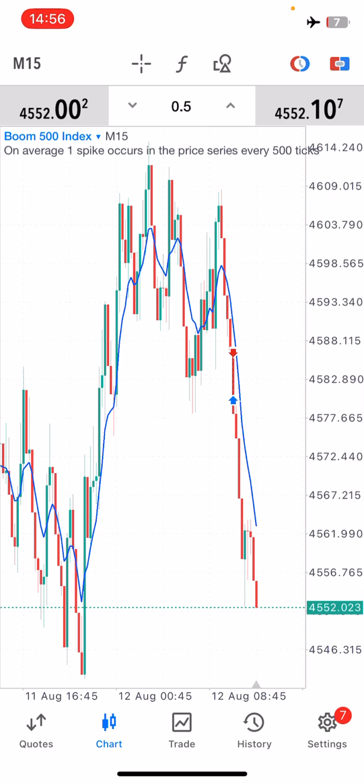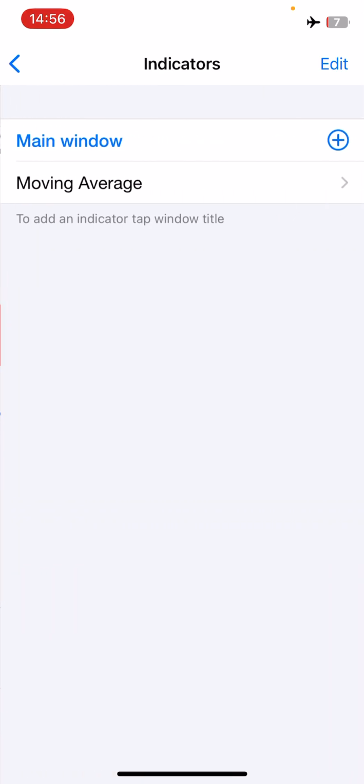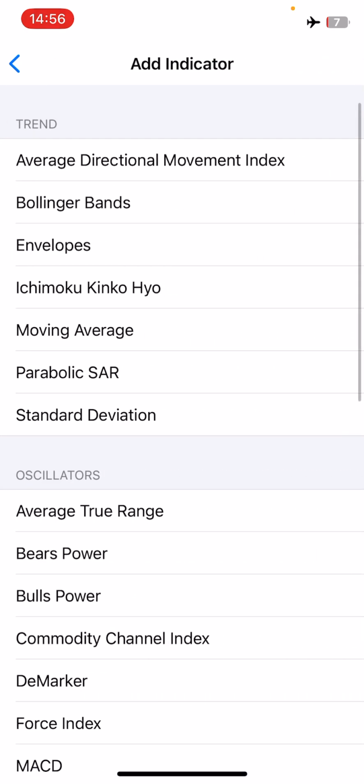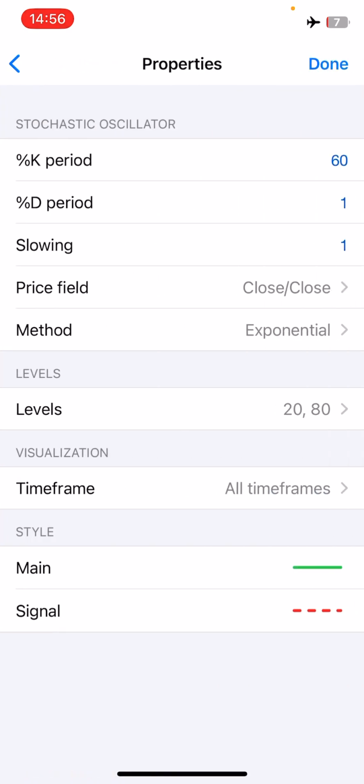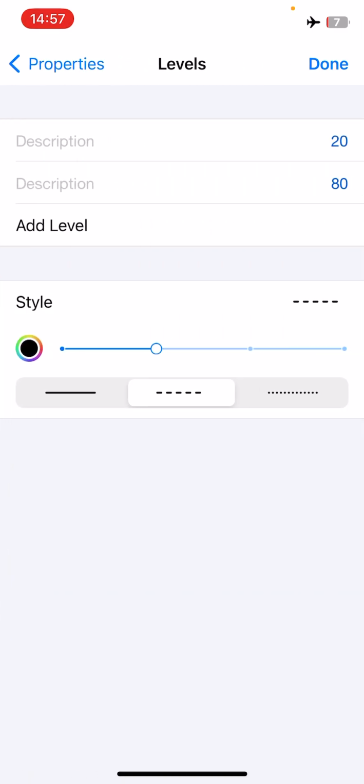Okay, so the next set of indicators that we need are going to form part of our indicator window 1. To start off, we will need the stochastic oscillator, which is right here, and it is going to have the following properties that you see on my screen. We basically have a percentage K period of 60, a percentage D period of 1, a slowing of 1, a price field of close over close. The method is exponential, and we've got these two important levels that we need, level 80 and level 20.